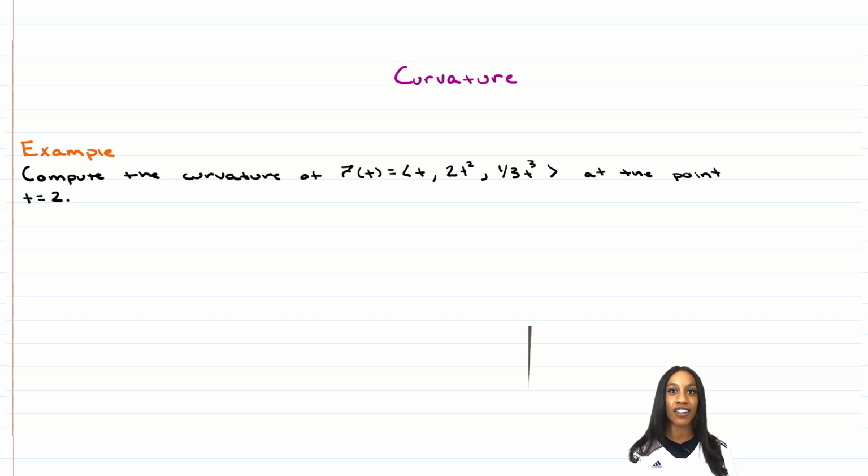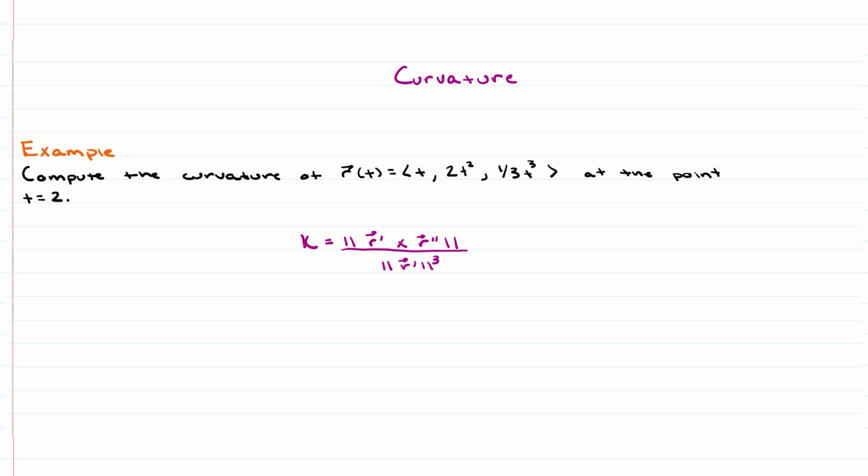Alright, now let's take a look at this example. Our example says compute the curvature of the curve ⟨t, 2t², (1/3)t³⟩ at the point t = 2. And the first thing that we'll do is review the formula for curvature.